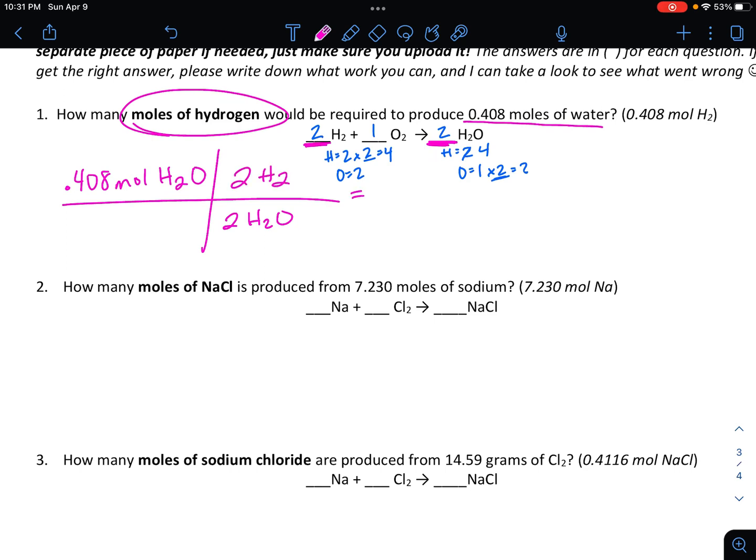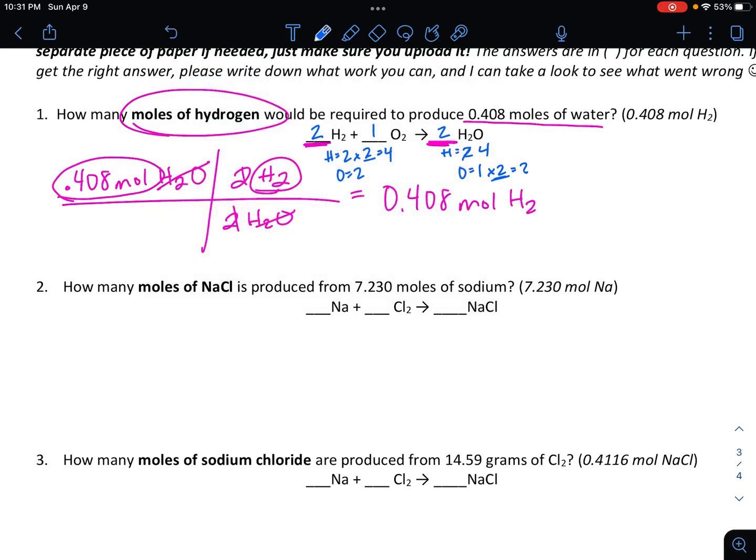Hydrogen on the top. These cancel out, so I'm left with not water, left with hydrogen. 0.408 hydrogen, right? Because my waters cancel. I'm left with this and this. So let's look at the next one.